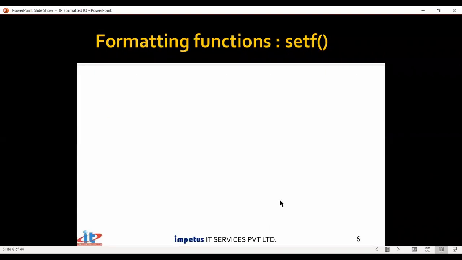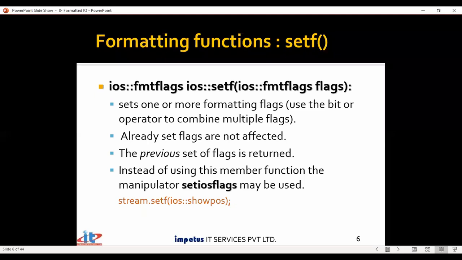So let's look at a function called setf. There is a function called setf. F is for flag, so you want to set the flag on. Whichever flag you would like to set on, you could pass that particular flag to this function setf. And once you pass that flag to setf, it will turn on that flag.